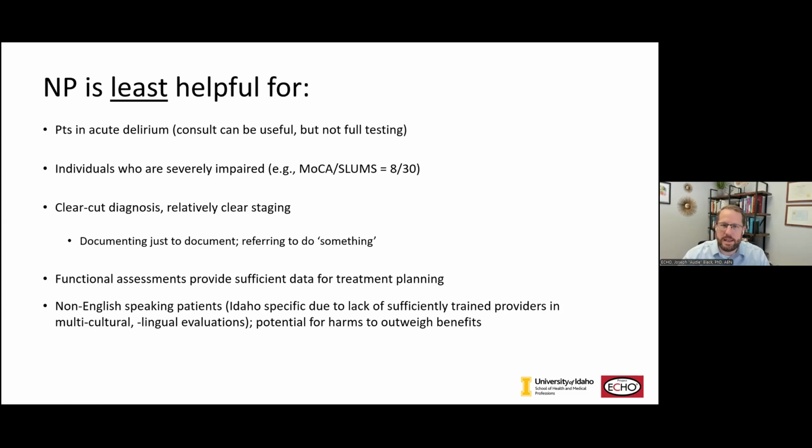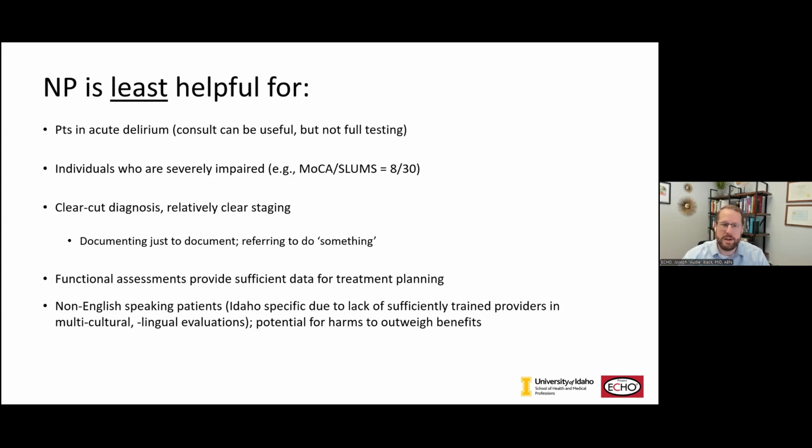When is it least helpful? Well, I think first and foremost, if someone's in acute delirium, absolutely do not need neuropsych. They're going to be globally impaired, and it's a total waste. This is where an inpatient consult is helpful with psychiatry or neuropsych, but they're not going to do full neuropsych testing. People who are severely impaired do not benefit from full neuropsych unless there's an extra clinical need around things like guardianship or conservatorship. So again, if it's a clear-cut case, save the resources for everyone.